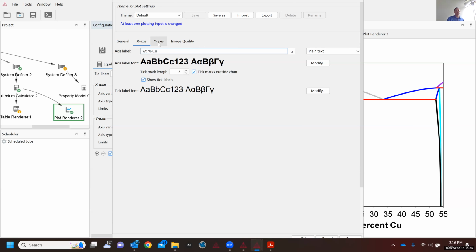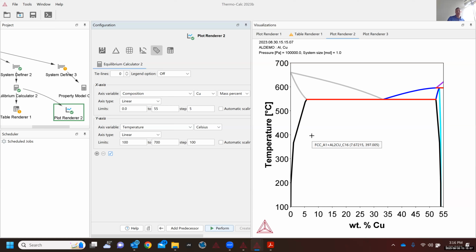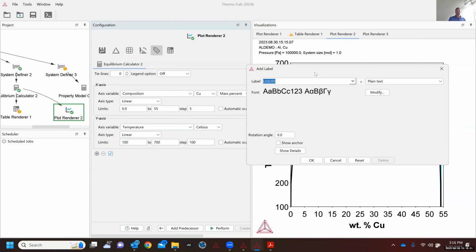So now we've got something a little better. You can change the temperature label. You can change the font size. I played around with mine, so the font is pretty good when I'm looking at my normal size monitor, but it's a little bit too large when I'm looking at my laptop screen. So the other thing you can do is you can add a label. When you select add label on a phase diagram, most of the time it will give you a suggestion. And that suggestion, in a binary phase diagram or in a ternary phase diagram, is the stable phases.